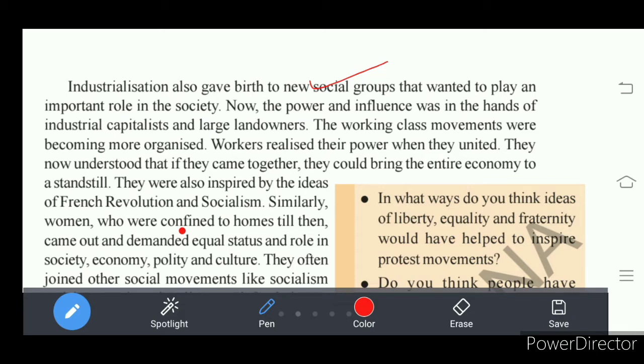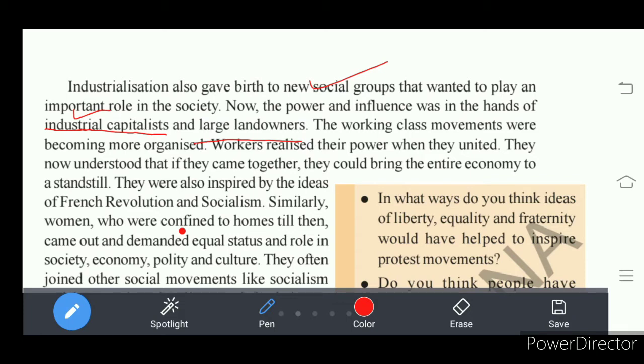What is that social group? It is industrialized persons. That is what you call industrial capitalists. These were the industrial capitalists and large landowners. These were the people who started influencing society. Okay, everything was under the control of the industrial capitalists. What is meant by industrial capitalist?